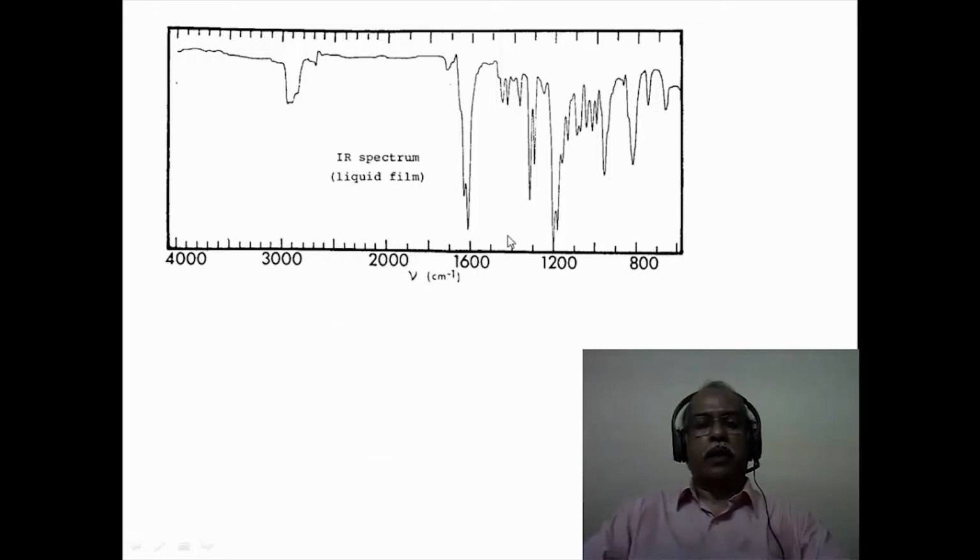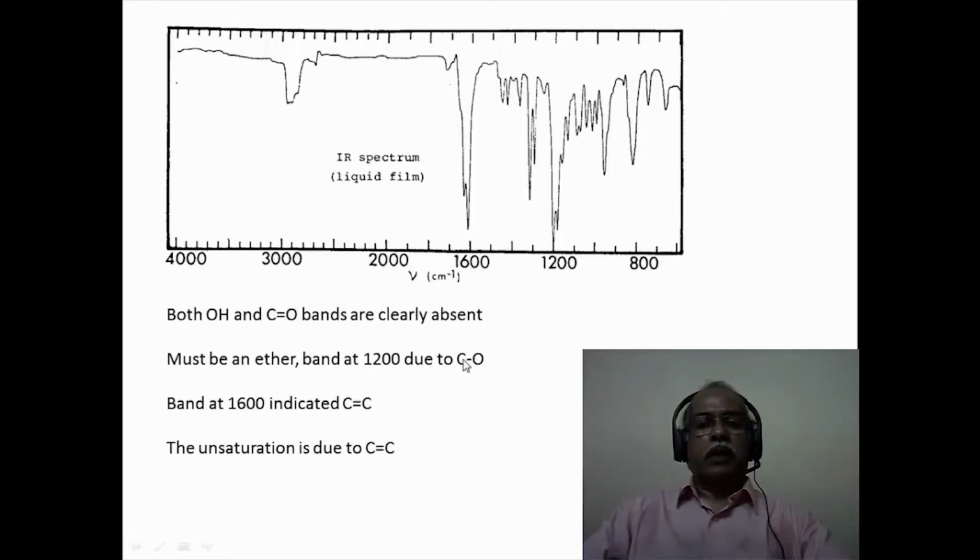This 1600 peak would correspond to a C double bond C stretching frequency. Now there is a band at 1200. This could very well be a C-O single bond stretching frequency. Since it doesn't have any carbonyl functional group, most likely the unsaturation is due to C double bond C, and the C double bond C is very clearly seen for the stretching frequency coming around 1600 inverse centimeter in the infrared spectrum of this particular compound.